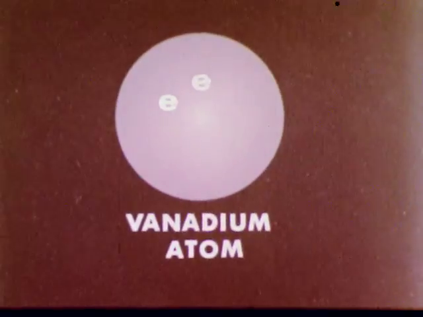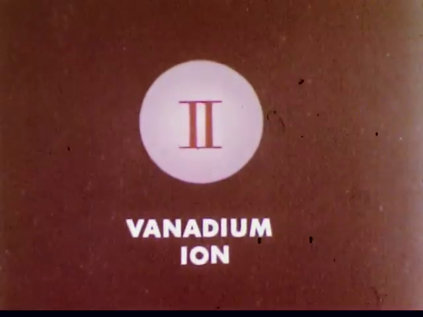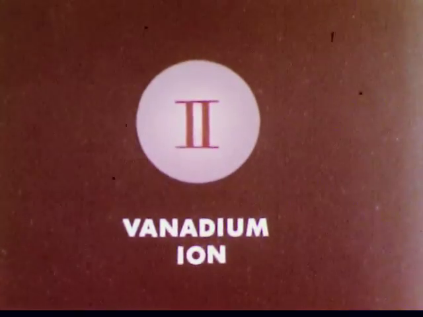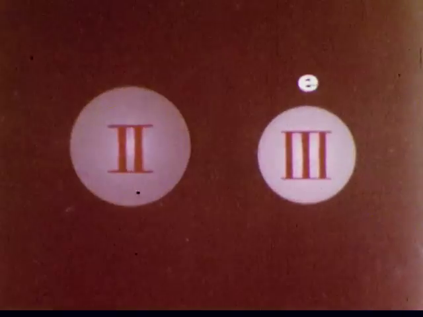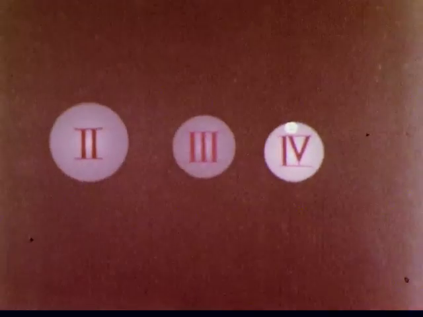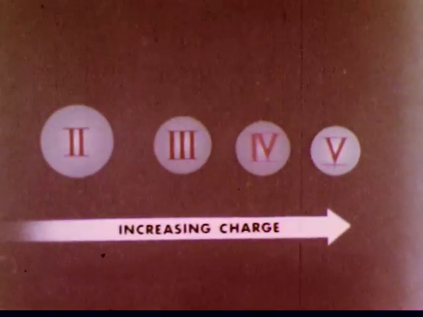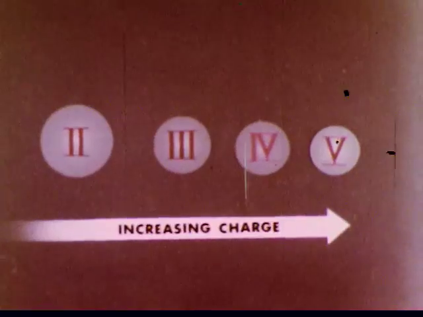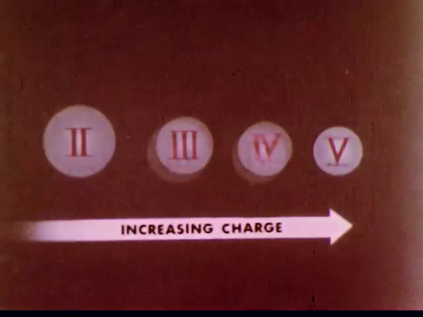When a vanadium atom loses 2 electrons, the resulting ion has a charge of 2+. The ion is smaller than the atom because the remaining electrons are attracted more strongly by the nucleus. The loss of additional electrons results in a series of ions with an increase in positive charge and a decrease in volume. This difference in charge and volume accounts in part for the difference in behavior between vanadium 3 and vanadium 4.